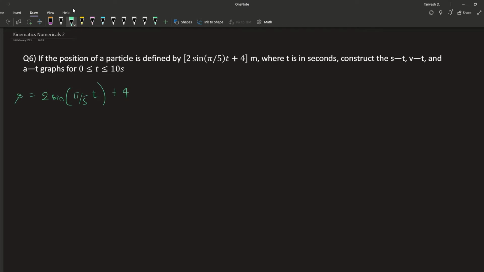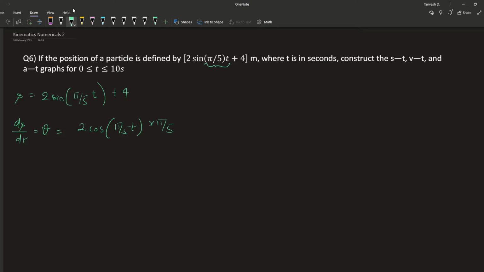To get the velocity, we'll have to differentiate this with respect to time. So it will be ds by dt, which will be equal to the velocity, which is 2 cos pi by 5 t into pi by 5, right? The derivative of the argument. So the angle is actually the entire thing, pi by 5 into t.